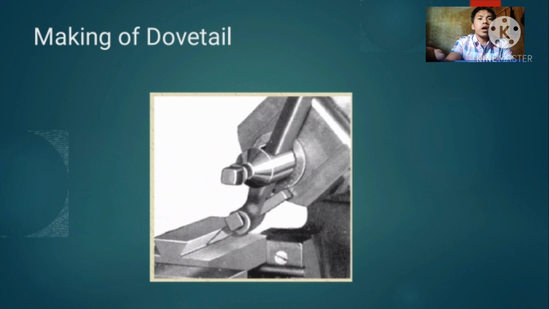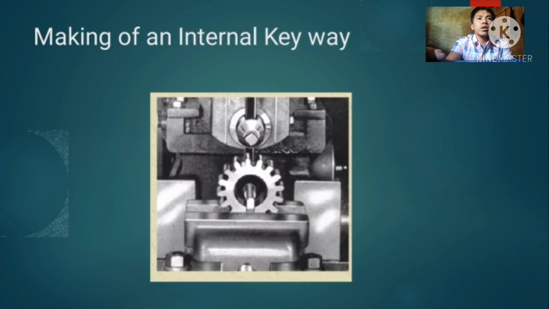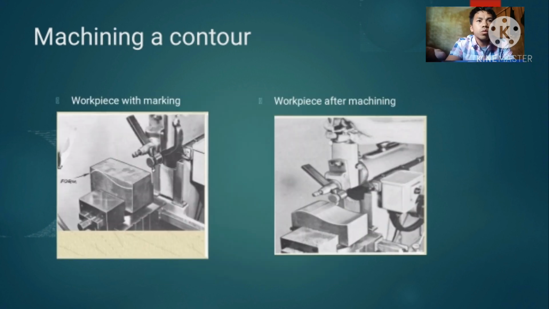And making of a rack. So these are the pictures of making of this rack, and also making of an internal keyway, and machining a contour. Workpiece with marking. These are the pictures of workpiece with marking and workpiece after machining.